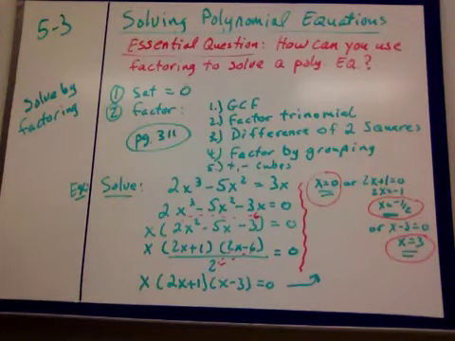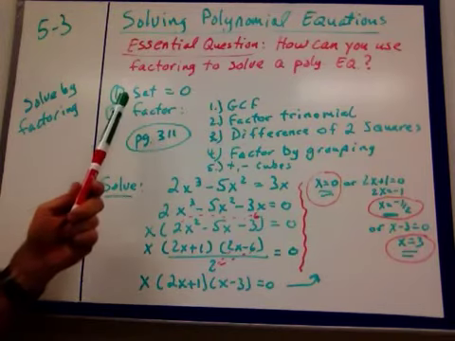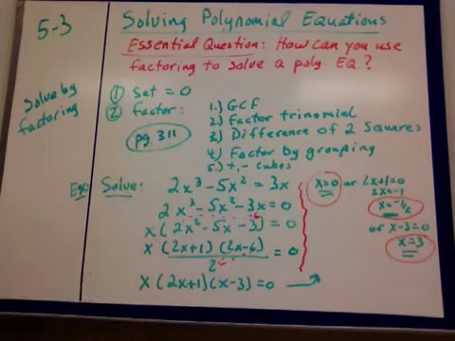5-3, solving polynomial equations. Very similar to what we've done in the past. I mentioned it in the last section, how we factor the quadratics and stuff. Similar, okay? How can you use that factoring to solve here? Well, just like we did before, set it equal to 0.